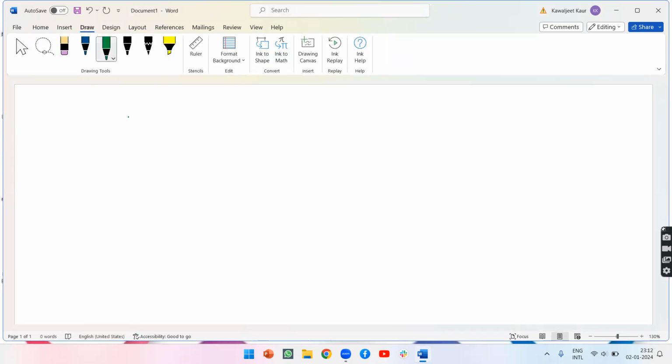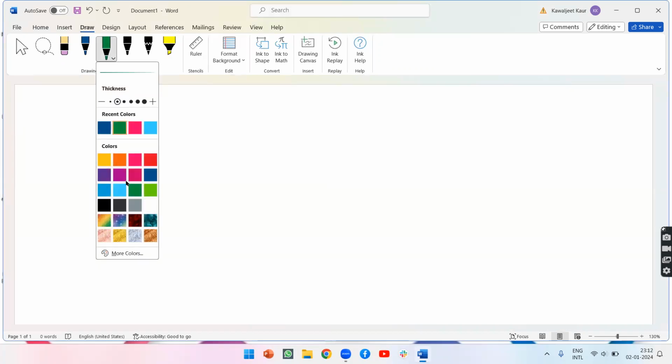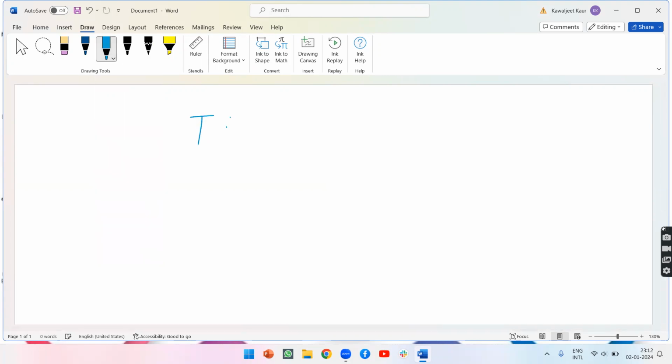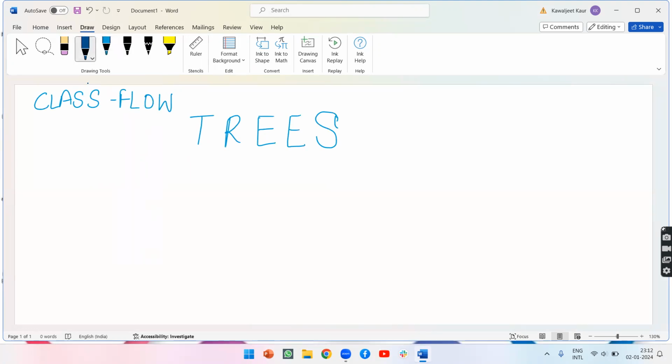So our whole class is divided into five points. Let us try to understand it. Your class flow will be based on the TREES methodology, in which the first E stands for taking inputs.